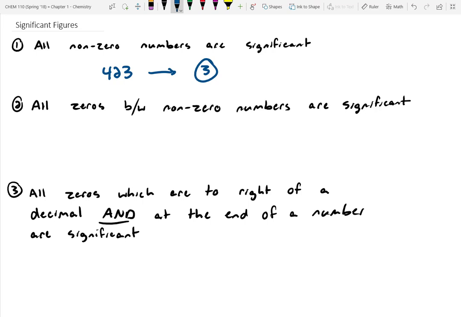All right. Second rule is all zeros that occur between non-zero numbers are also significant. So I'll show you an example. So let's say we have 103. This 0 is between 2 non-zero numbers, right? So we count that 0 as also being significant. So how many significant figures would this have? 3, right? We do want to count that middle 0.